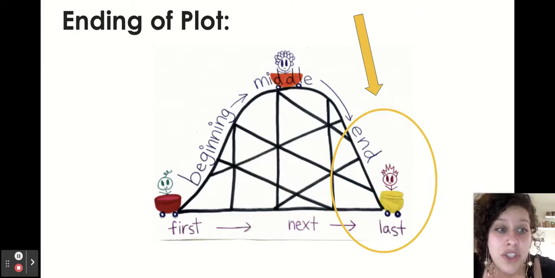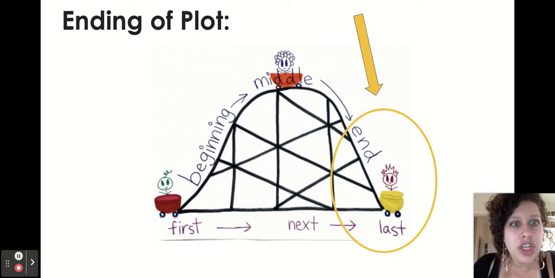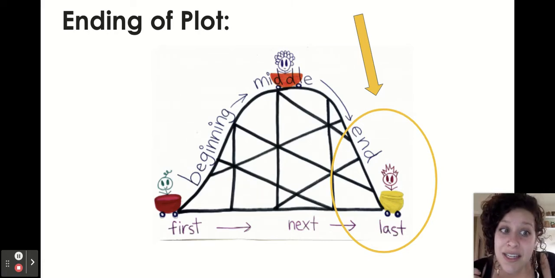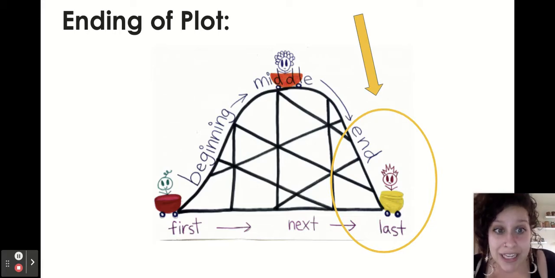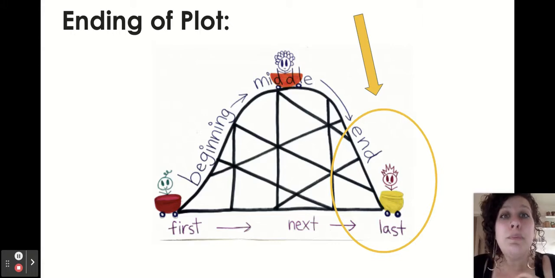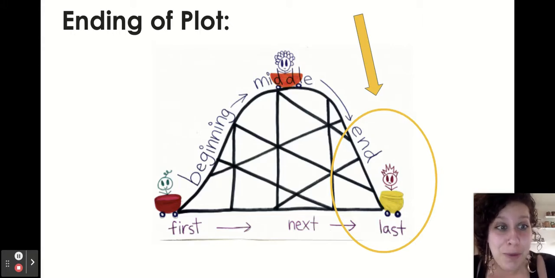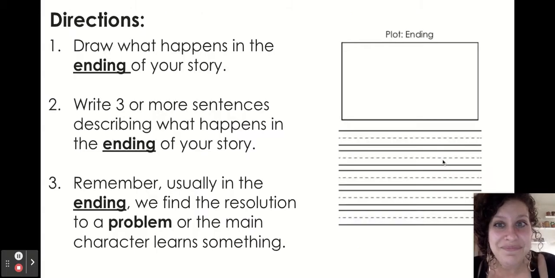Remember, the end of the story is where the character maybe learns a lesson at the end of the story. Maybe they grow or they change in some way. The end of the story is also where the problem is solved. So today, we get to solve our problems in the story.